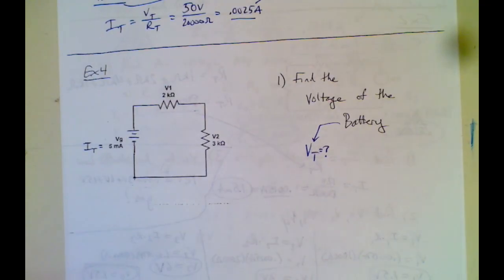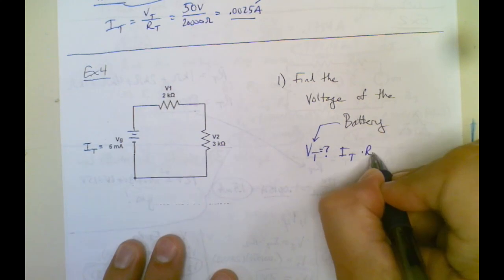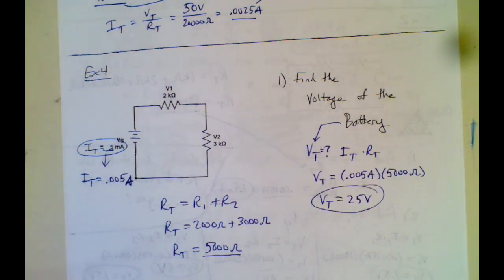Okay, they're asking for VT, which must equal IT times RT. And we got to add up our resistances on each part. We get 5,000 ohms resistance, and then they gave me 5 milliamps, which I moved the decimal 1, 2, 3 over, and we get 0.005 amps. Then I just got to plug it in and see what happens. And our total is 25 volts, which is a really powerful battery.